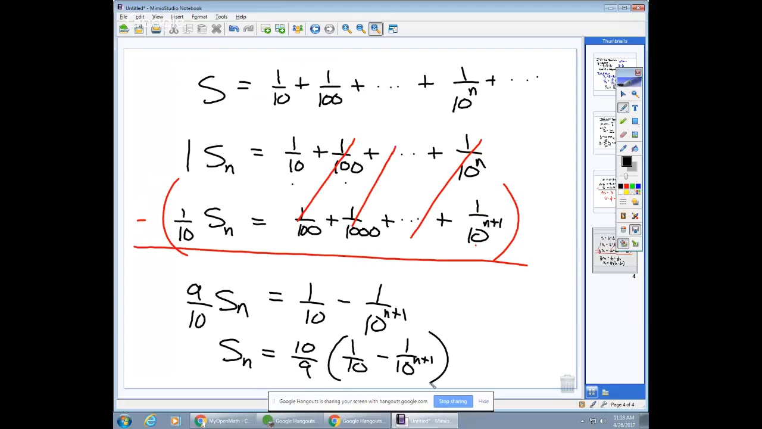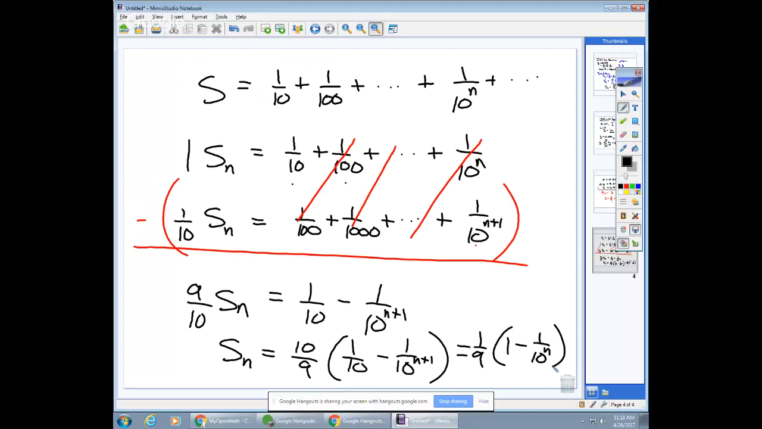Okay, so let's see. Cleaning this up a little bit, the 10s kind of divide out. So I'm going to get a 1/9 out front. 10 times 1/10 is 1. 10 times 1 over 10 to the n plus 1 is a minus 1 over 10 to the n. Sorry, 10 to the n plus 1. So what I was able to do is collapse the partial sum into this little bitty version of it.